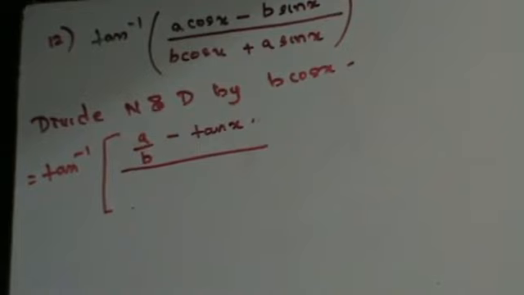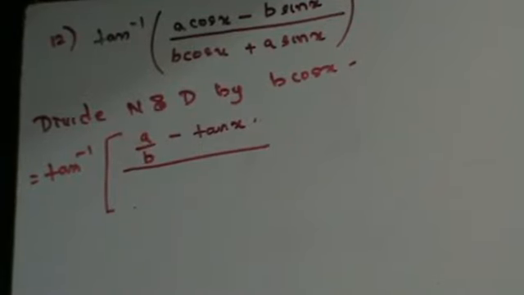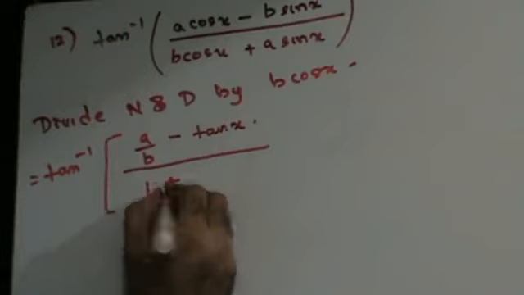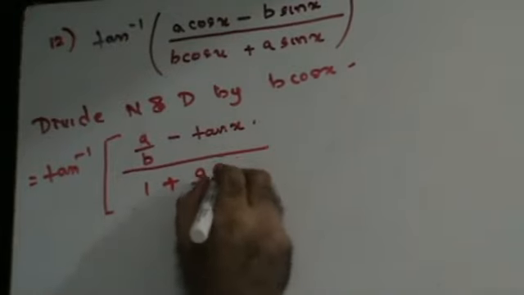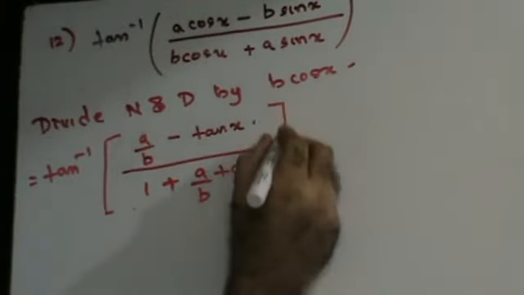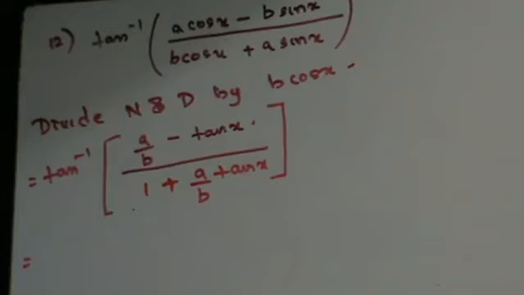In the denominator, b cos x upon b cos x is going to give you 1. So this will be 1 plus a sin x upon b cos x, which will give you a upon b tan x. Right? If I divide the numerator and denominator by b cos x, this is what I'll get.